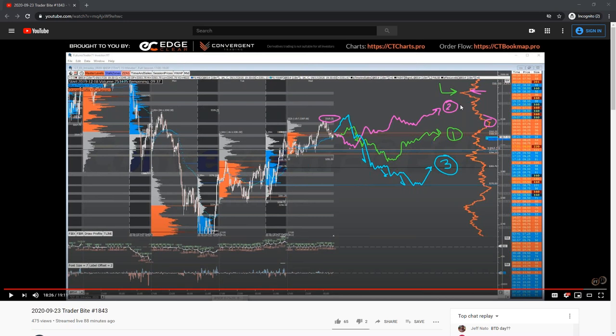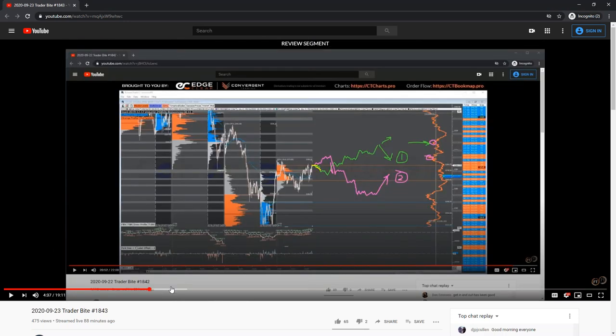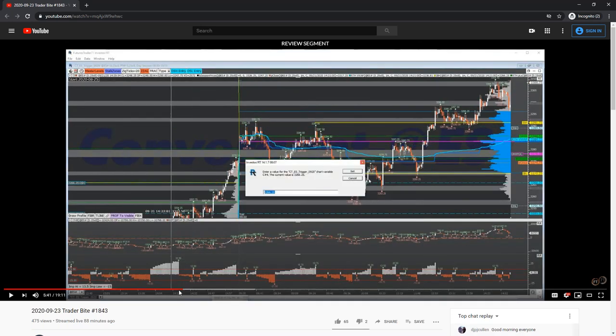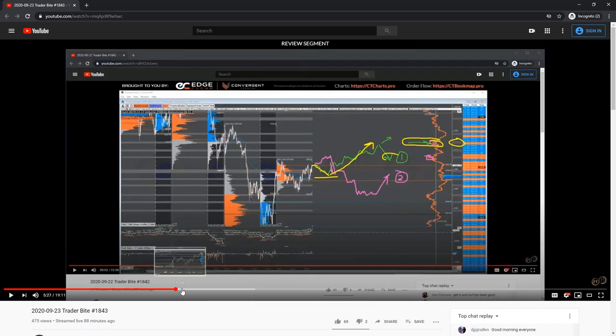Today's Trader Byte discussed how yesterday played out as expected, mostly. What I do during this Trader Byte is replay the prior day. So let me show you what happened and what I expected the prior day. Green is the primary scenario, or the most expected play of the day. The pink is the second most expected play of the day. And sometimes I have a third play. Let me see if I put one in here. I think I had scenario three.